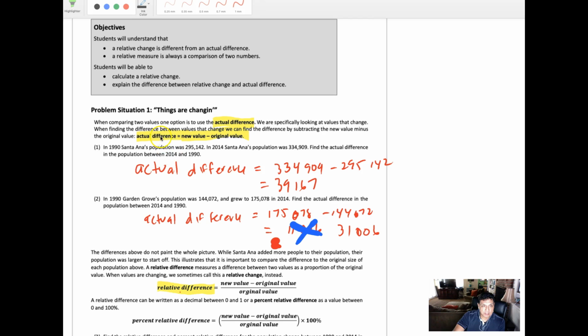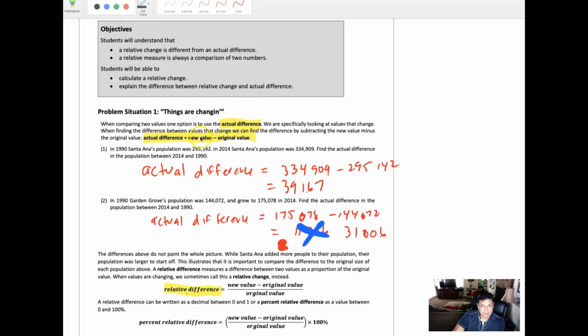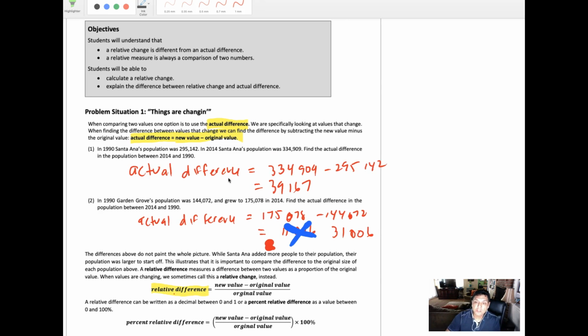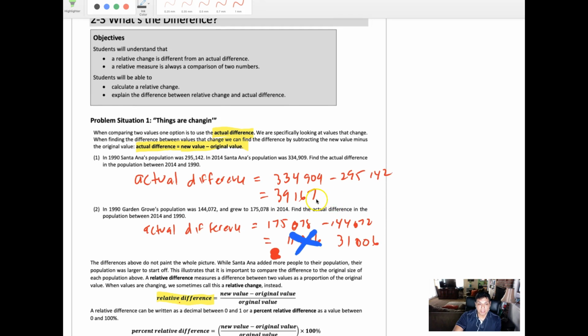And so the first situation is this idea of what we call actual difference, which is your new value minus your original value, and you can see that highlighted here. And so looking at this situation of two populations, Santa Ana and Garden Grove, we have the population for 1990 and 2014. And so when someone's asking you for the difference, many times what they're referring to is the actual difference. So that's what we're looking at here. You do the subtraction, you get that answer. And so that's the actual difference in population.